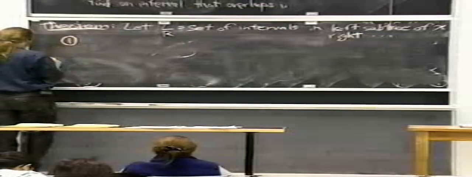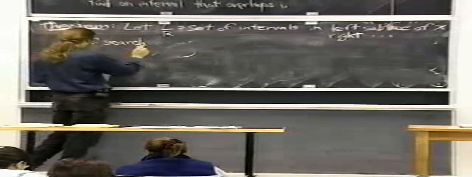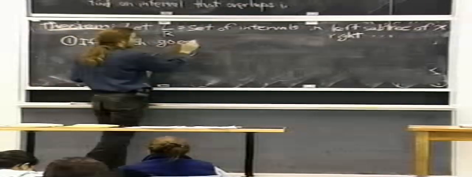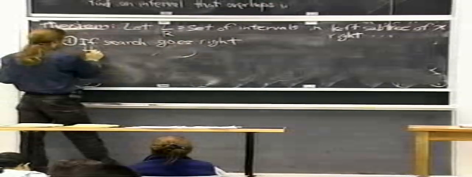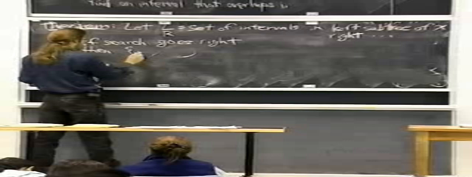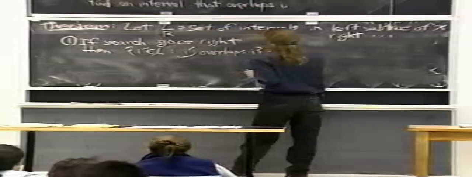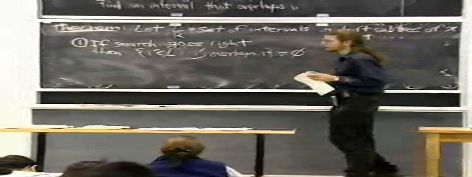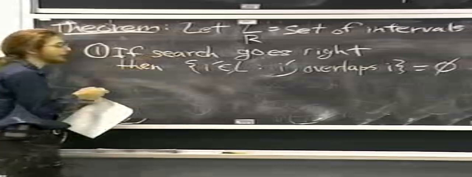I claim two things. First thing is if the search in the algorithm, interval search, goes right from x, then the set of intervals in the left subtree that overlap I, our query interval, is the empty set. In other words, no intervals in the left subtree overlap I. That means it's safe to go right. If there's no one that I'm looking for in left, I can always go right, so that's good.